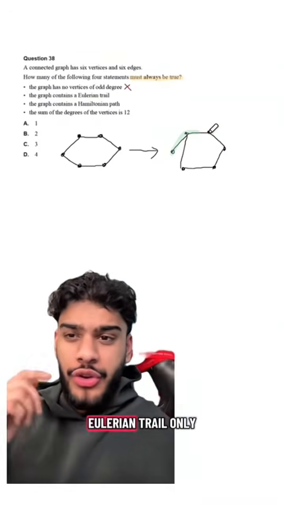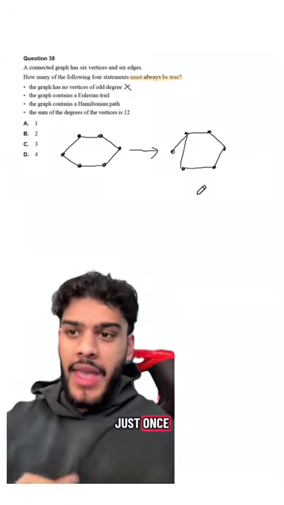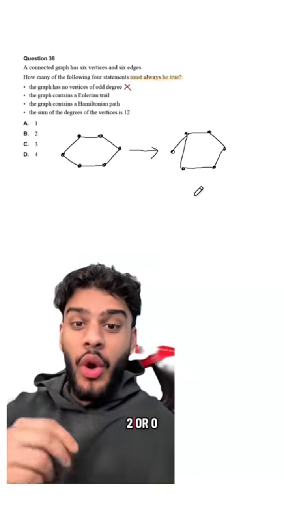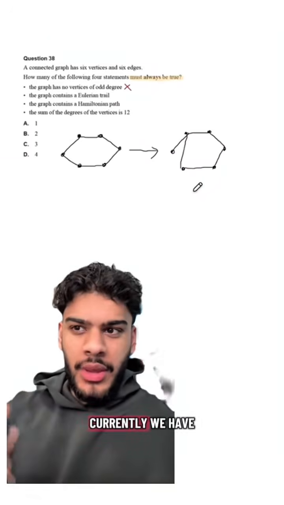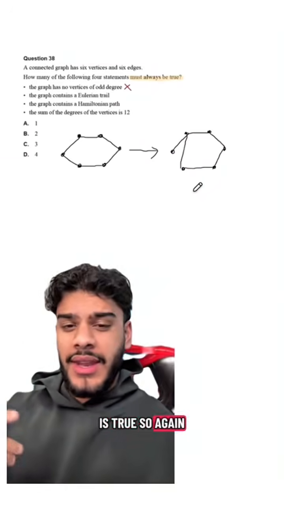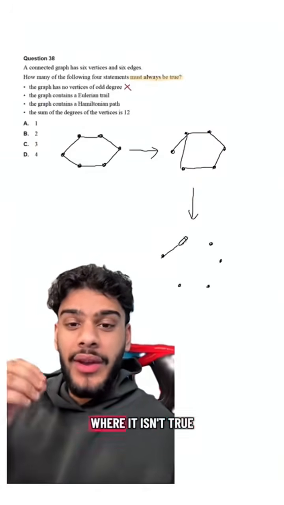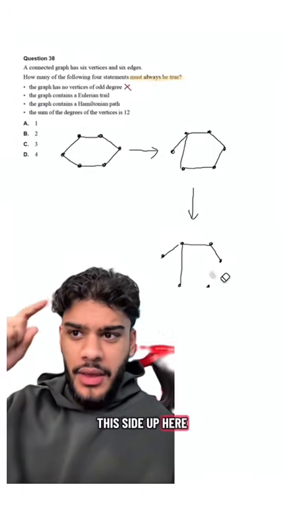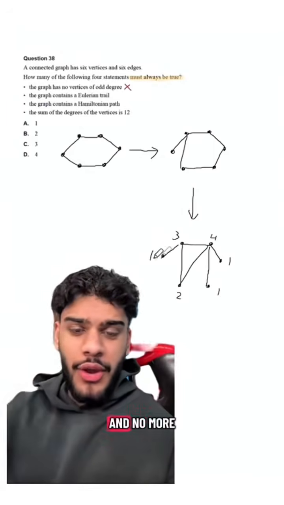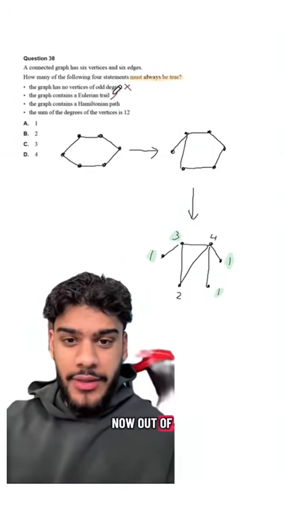Remember that a Eulerian trail only uses every edge just once. This happens if there are only 2 or 0 odd vertices. Currently, we have 2, and so this is true. So again, let's try and counter this example to find out where it isn't true. If I move this side up here, I now have 4 odd vertices and no more Eulerian trail. So B is now out of the equation.